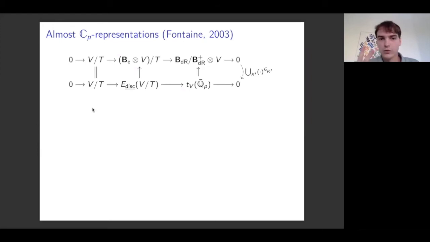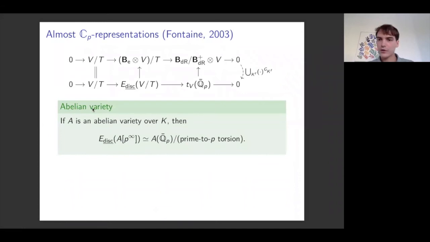Two points, maybe I need to explain. The first point is that if you started from an abelian variety, by that I mean V over T is the p-power torsion points of an abelian variety, then this E_disc actually gives you back the points, in the sense that it's the Galois module associated to the abelian variety. And of course, you can see in the picture, it's up to prime-to-p torsion here. Okay, so that's nice. All of this is a result of Fontaine in this paper.